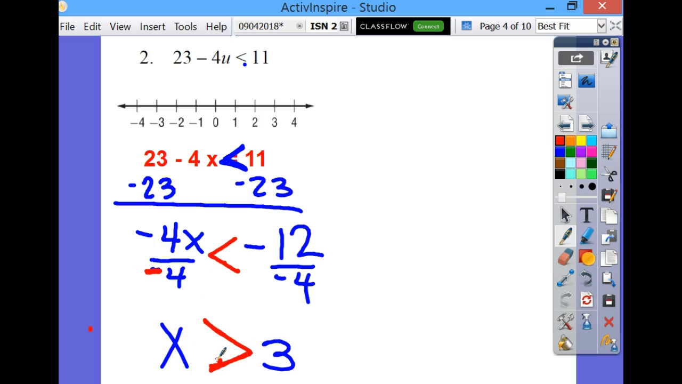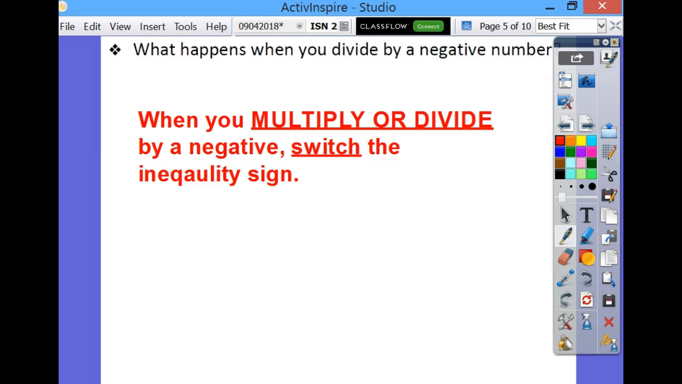And so, that means I'm going to put my circle at 3. There's no "or equal to." This tells me to shade in to the right. When you multiply or divide by a negative, it switches the inequality sign. You have that written in your notes.